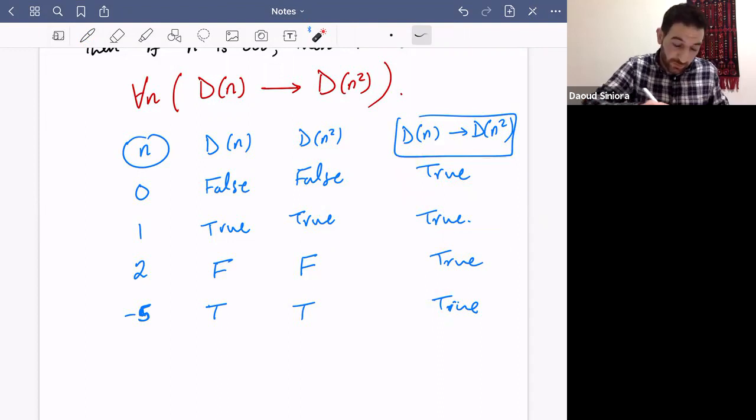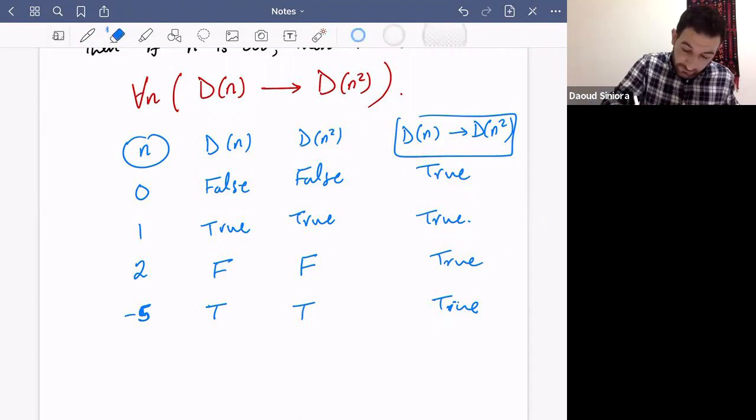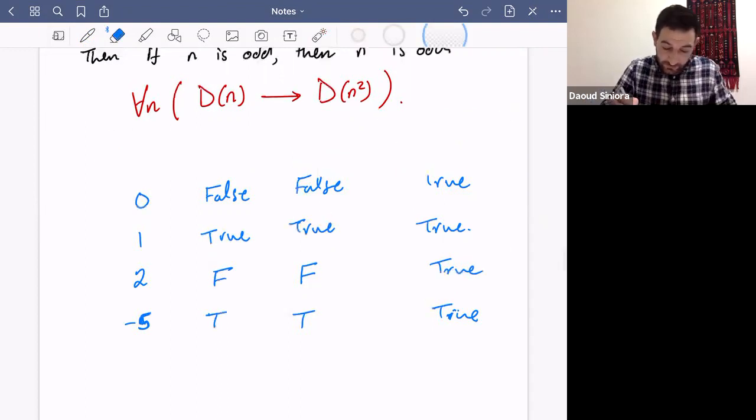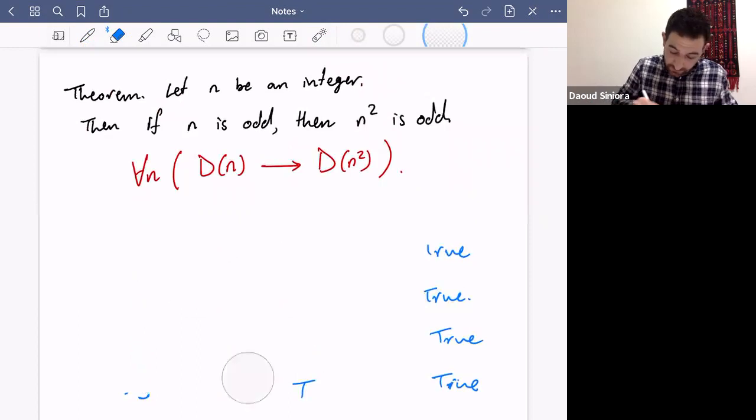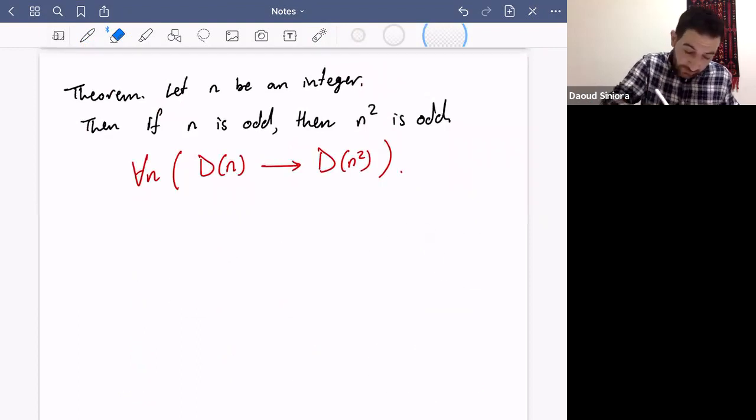So this is what we want to prove. Let's start writing the proof. So proof.